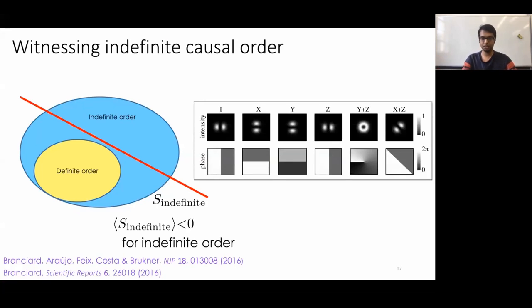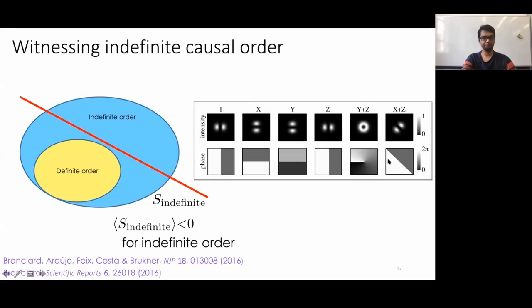For that, we use these six unitary operations. Identity, this I is the identity operation, X, Y, Z are Pauli operations, and this Y plus Z and X plus Z are operations that can be represented by a summation of Pauli operations. So there will be one normalization factor of 1 over root 2 that is missing. These are the intensity profiles of the beam after transformation, and these are the phase profiles of the beam after transformation.